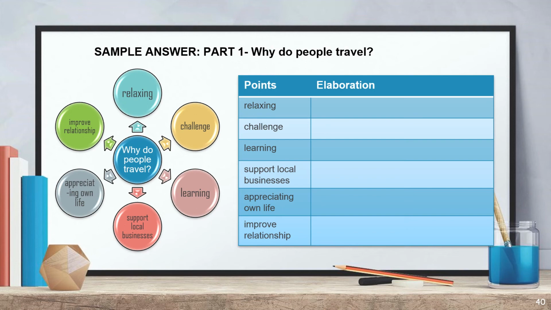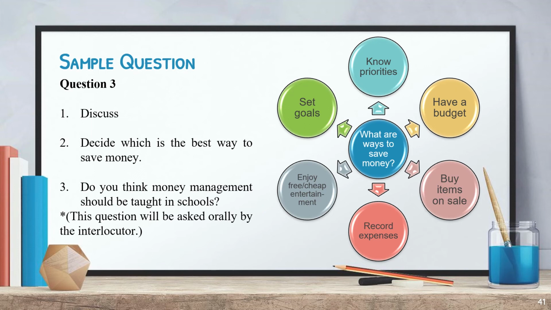Let's look at another question. This is question 3. What are ways to save money? So the question you see is something different. Here again, 6 points. Know your priorities, have a budget, buy items on sale, record expenses, enjoy free or cheap entertainment, set goals. So you can start on any one of it.